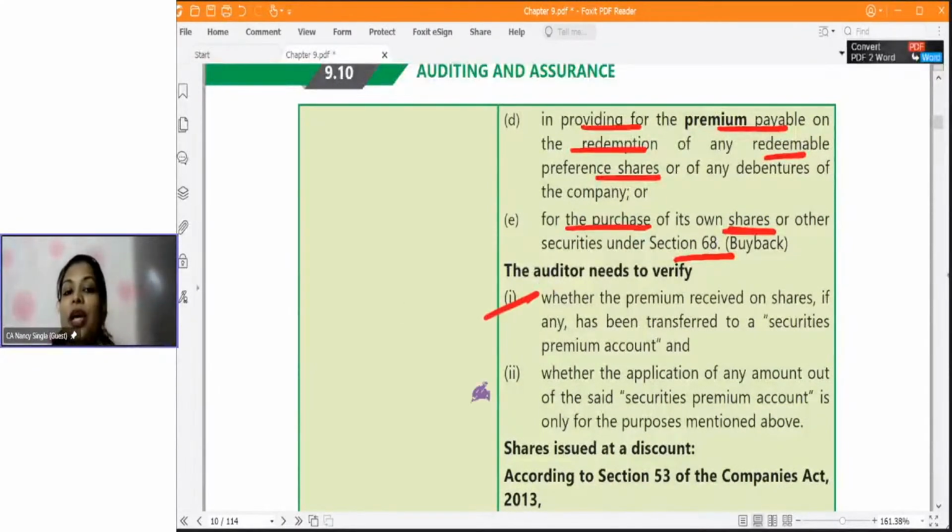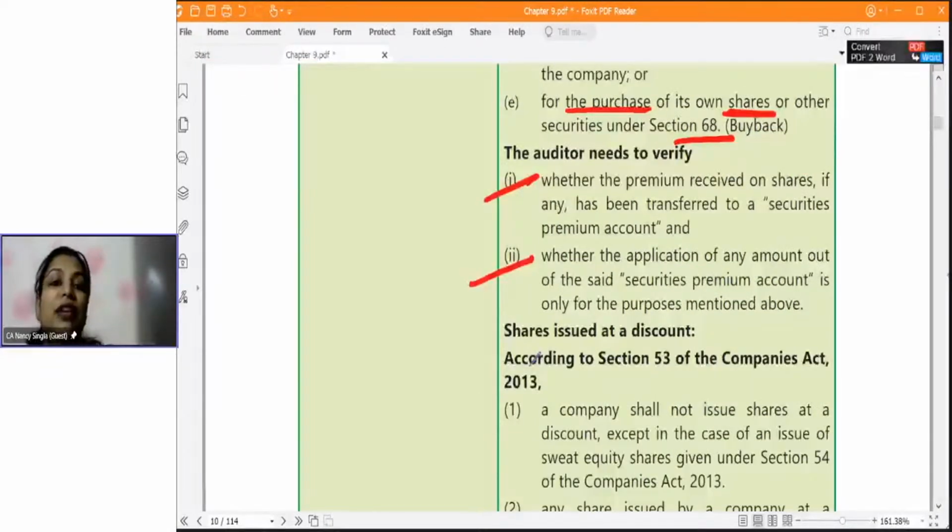So auditor को क्या verify करना है? Whether the amount has been transferred to securities premium account and the purpose for which it has been used. So is it clear? Is it clear? Now the next topic is how to verify the issue of shares at a discount.